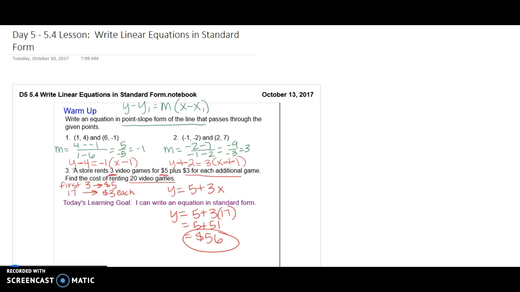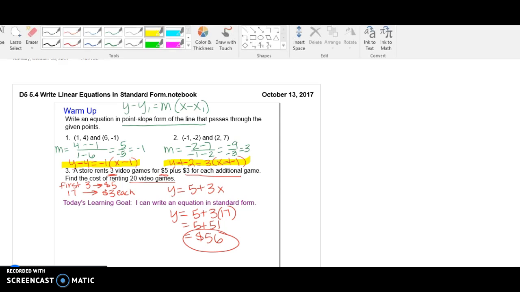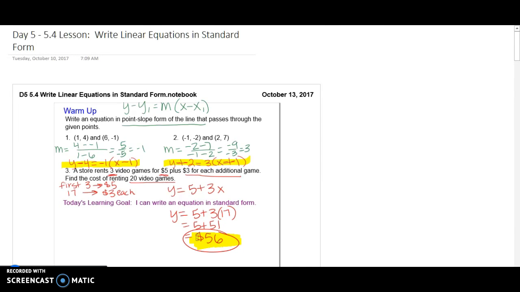So here are the answers for your warm-up. If you look at number 1, number 2, the highlighted is your final answer. Remember, guys, though, that you could have used a different point. Like you could have used this 6, -1 instead of this 4, 1. Or over here, you could have used 2, 7 instead of -1 and -2. So that might have looked a little bit different for you. And then your answer down here is $56 for 20 video games.